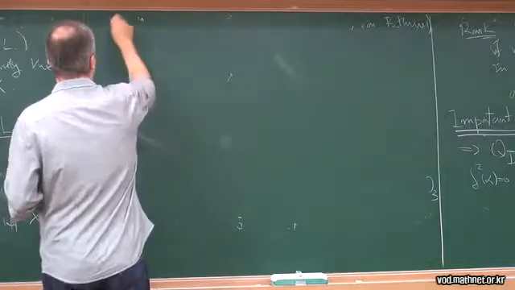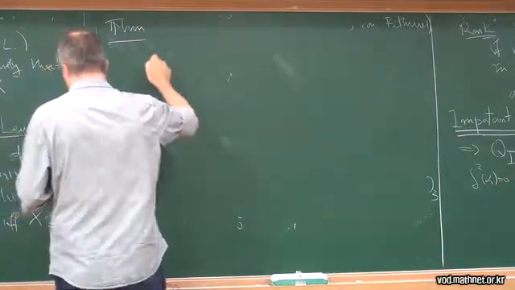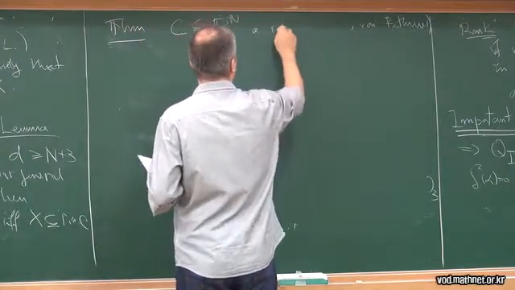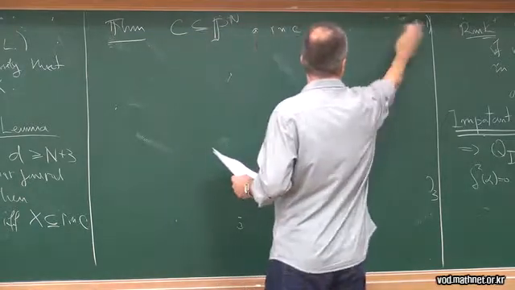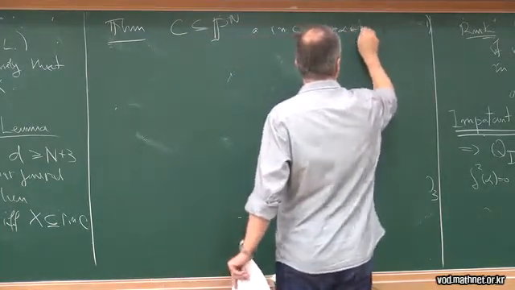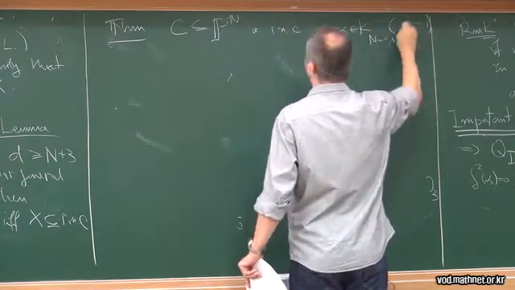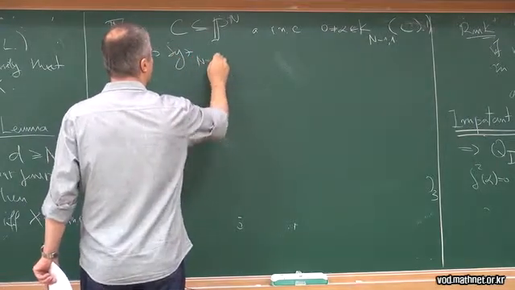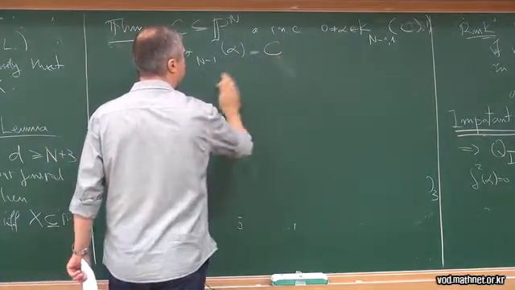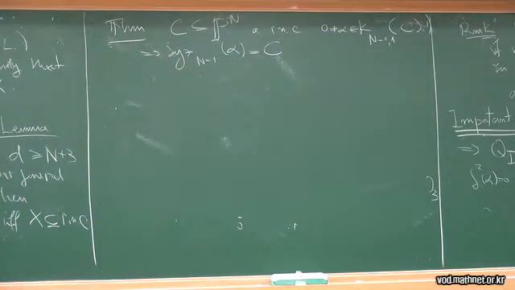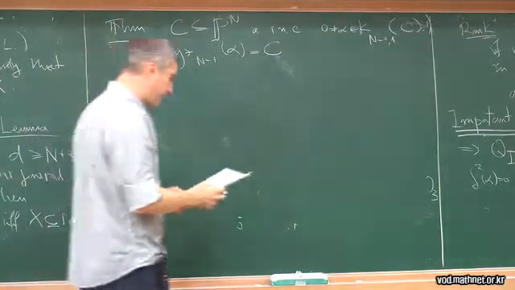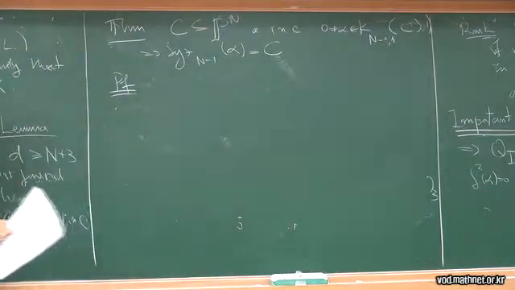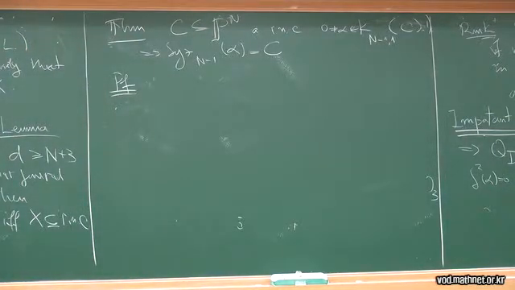So let's prove the following theorem: if C in P^n is a rational normal curve, and alpha is different from 0 in K_{n-1,1}(C), then the syzygy variety of alpha coincides with C. So let's give a proof of that, because it involves a very nice monodromy argument of Green.